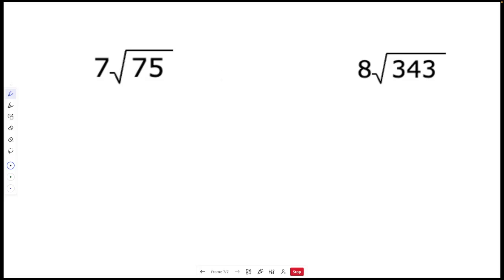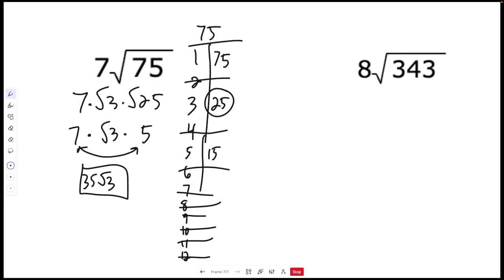Okay, now that you've had time to work these problems, let's check your solutions. Okay, for the first problem, you should have gotten 35 square root of 3. Here's the work. Sort of ran out of room on my table, but all the way down, we're just sort of getting decimals up until 15.